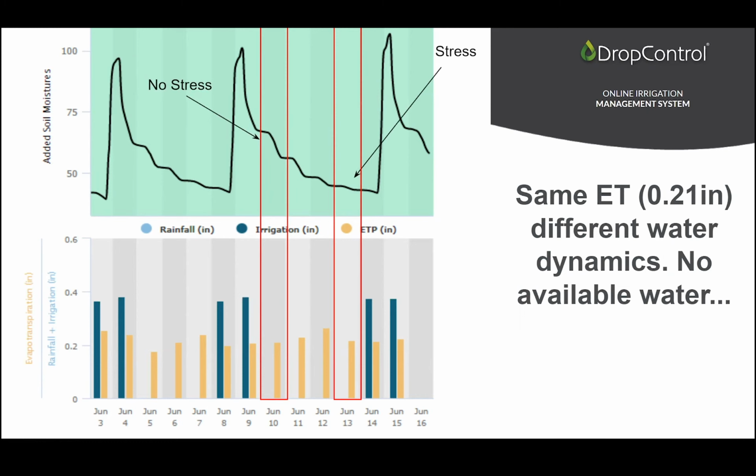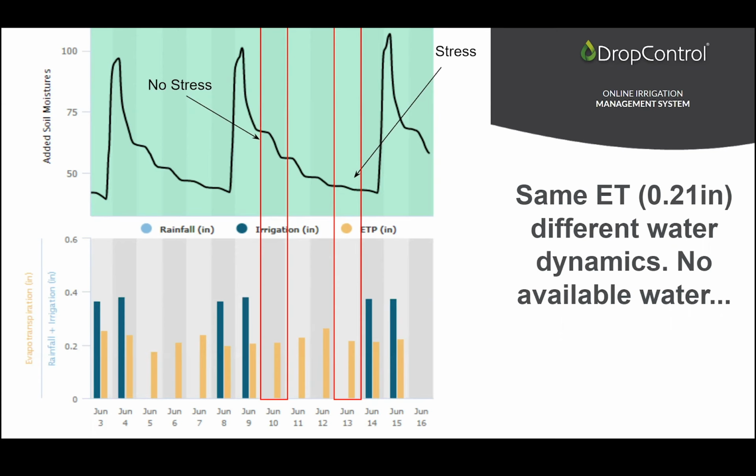That is because there's no water available. The tree does not have the capability of pulling any water from the soil, so there's stress, at the same ET level, with no change in weather. The difference is that on the first day, the day right after irrigation, water was available. On the 4th day, the day before irrigation, water was not available. You can see the same ET, but completely different consumption rates, so you can differentiate between stress and no stress.